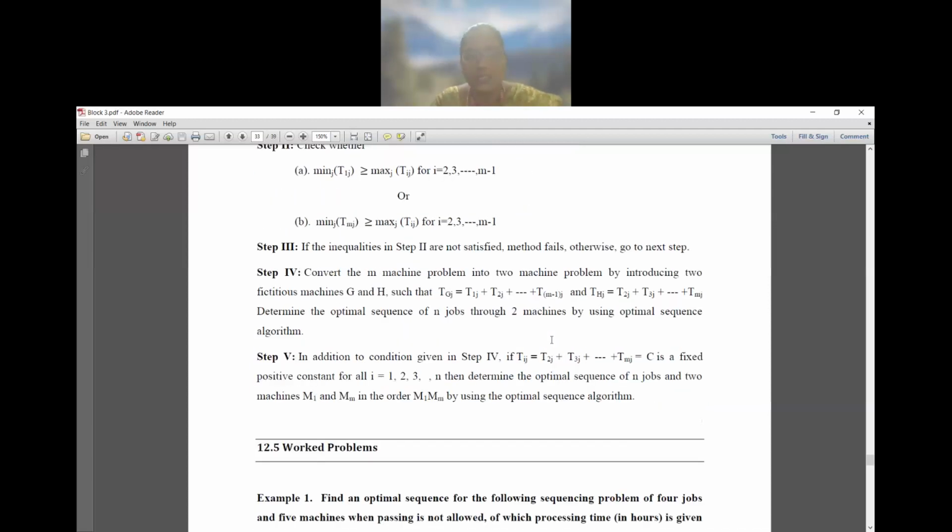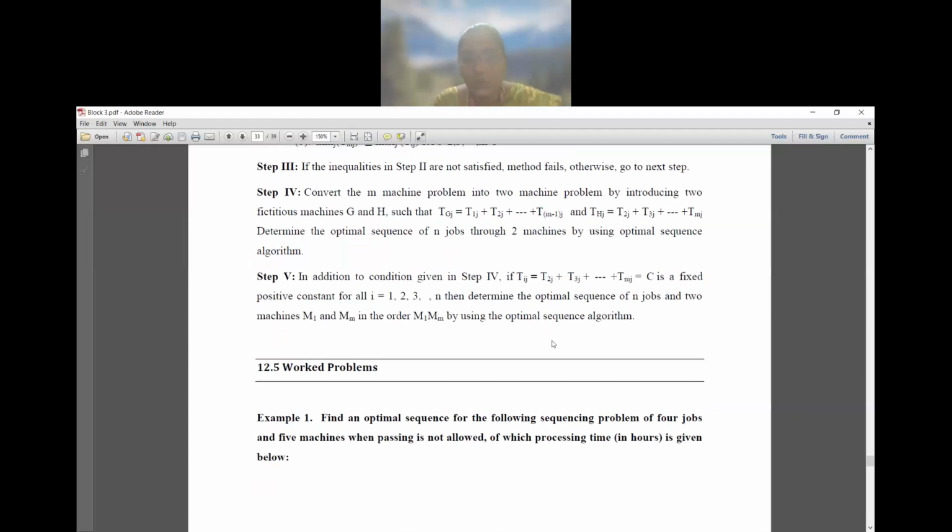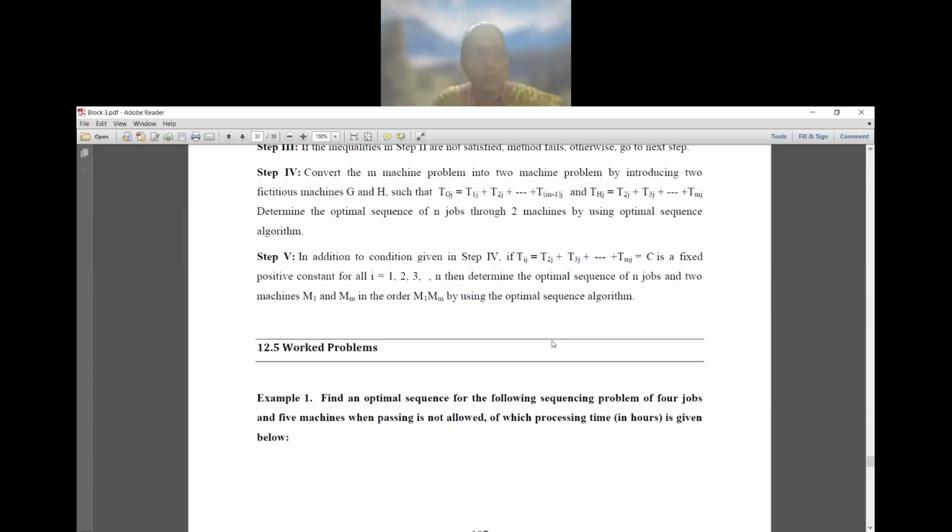So the next step is, in addition to that, if Tij is equal to T2 plus T3 plus and so on up to Tm minus 1 is a fixed positive constant, then we have to determine the optimal sequence of n jobs on two machines, that is M1 and Mm, in the order M1, Mm by using the optimal sequence algorithm. Okay. So next thing is moving on to the worked problems.